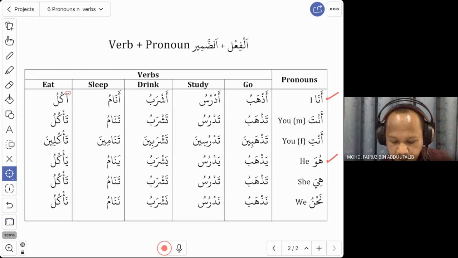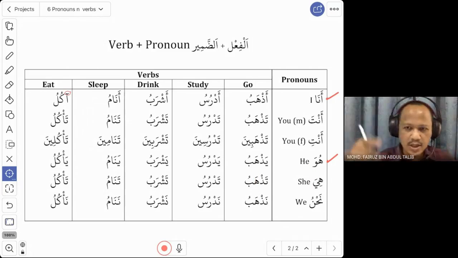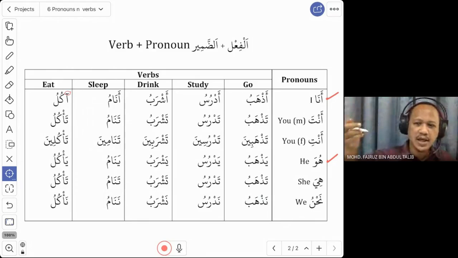Just now, when you say ana, you start with a: azhab, adrus, ashrab. Now you want to say huwa, you start with ya. Again, for huwa, for he, you change the verbs to ya. So for example, azhab, you change to yazhab. You get that? Just now, for ana, we say azhab. Now, for huwa, we change a to ya. So we say yazhab. Huwa yazhab. He goes. Huwa yazhab ila jami'ah.